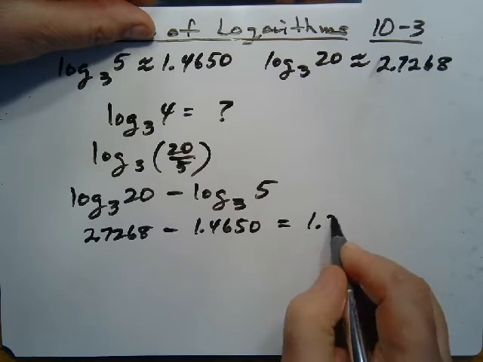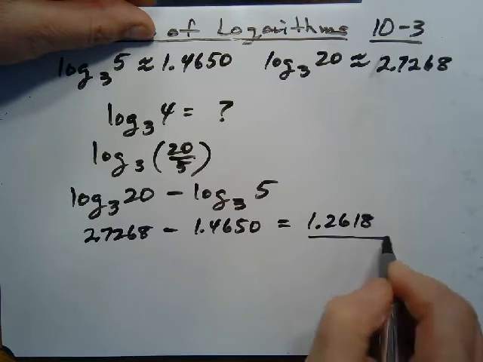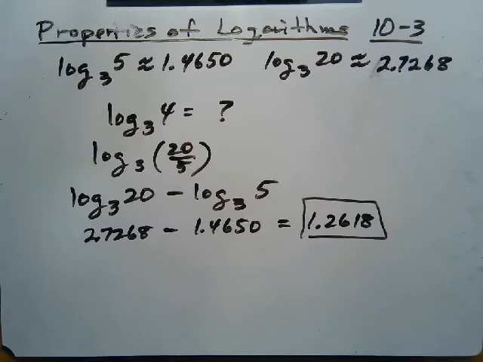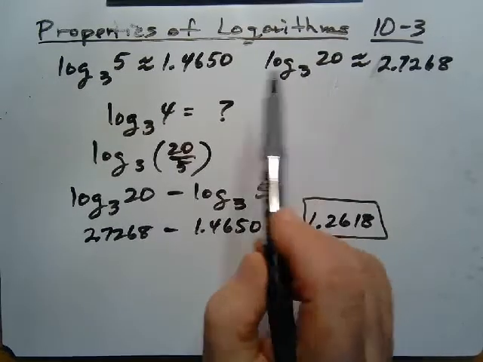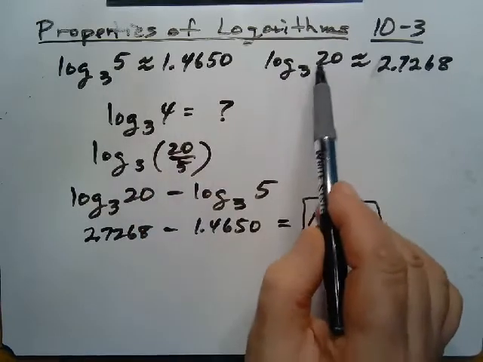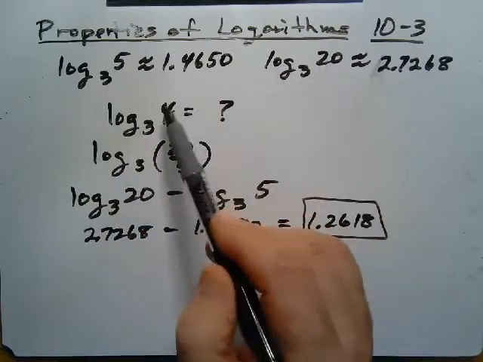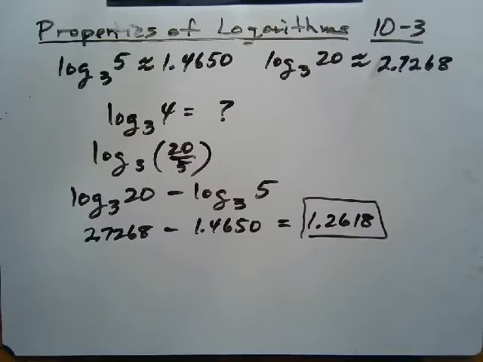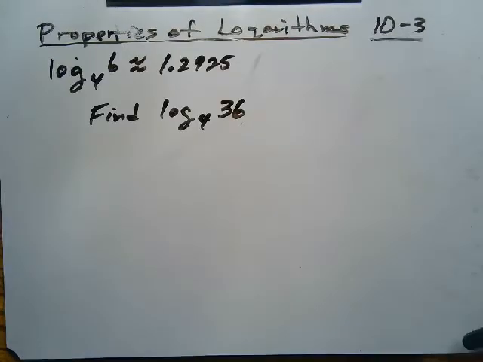We end up with 1.2618. There's our answer. Now again, the book is just doing this to see if you can practice working with these, and they're asking you to be a little creative. Use the numbers that they give you at the top of the problem somewhere to see if you can come up with a creative way to rewrite.